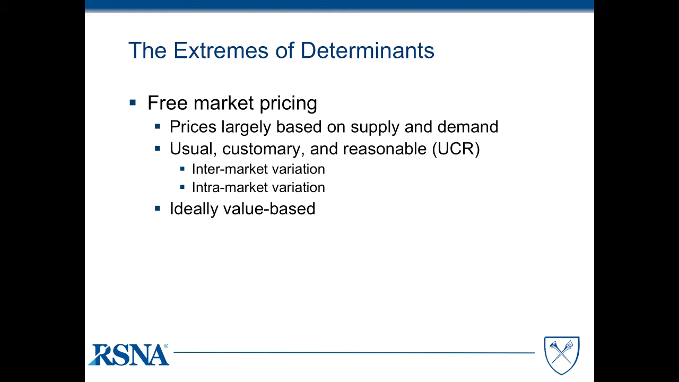Remember when we talked about the development of RBRVS, I told you that Medicare initially based its payments on UCR methodology. That's usual, customary, and reasonable. That methodology considers market-to-market variation. For example, what may be reasonable, usual, and customary in, say, New York City may be very different from that in Lincoln, Nebraska. And it also considers intra-market variation, the size of an individual group, the size of a health system, or the clout of a specific specialty within an individual region.